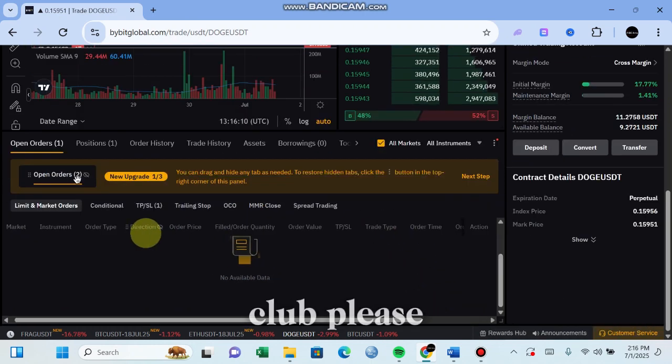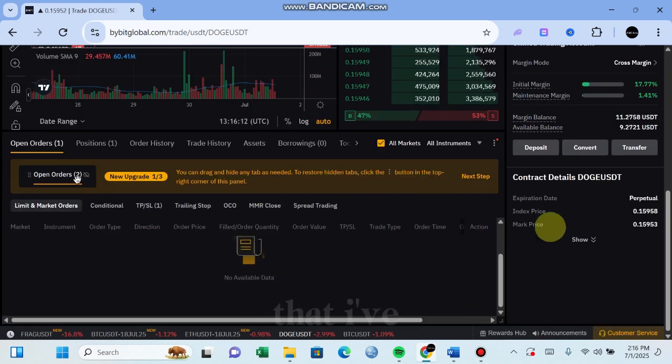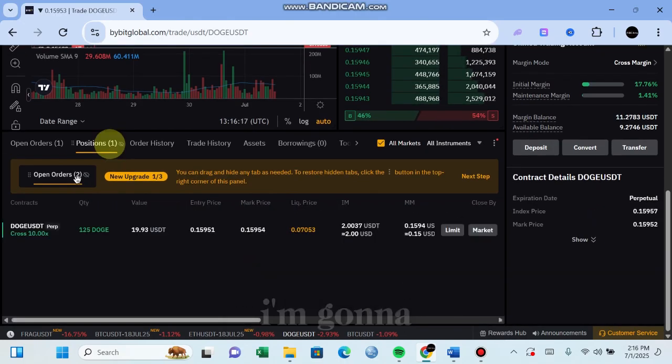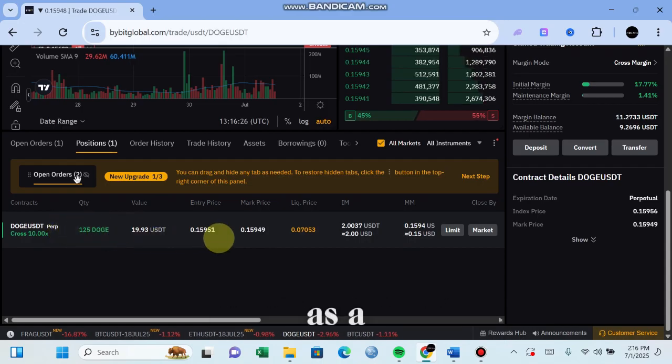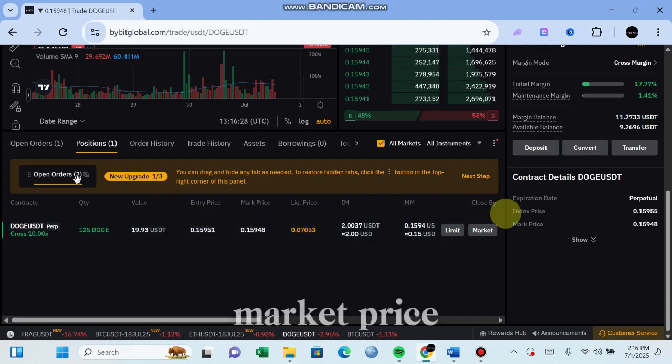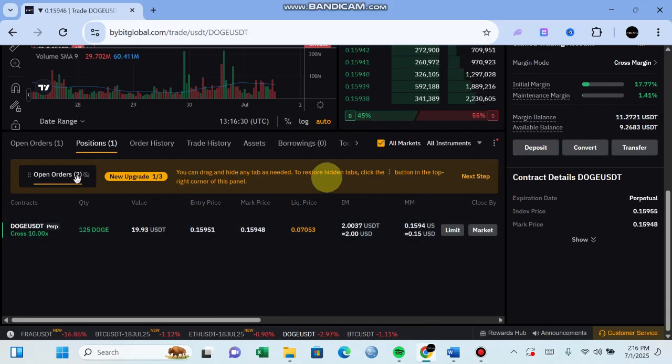So on this particular place, you'll get to actually see the trade I've taken. Position, right? I'm going to see the trade I've taken. So this means that this trade has actually started. It's like a trade has been executed because I made it at the current market price. So I'm just going to remove this so that I can show you guys other things I want to show you.